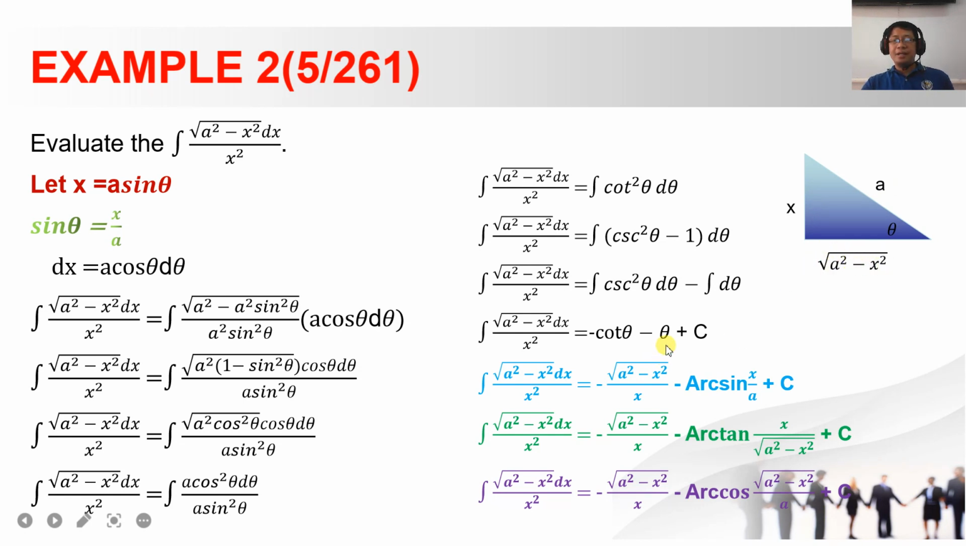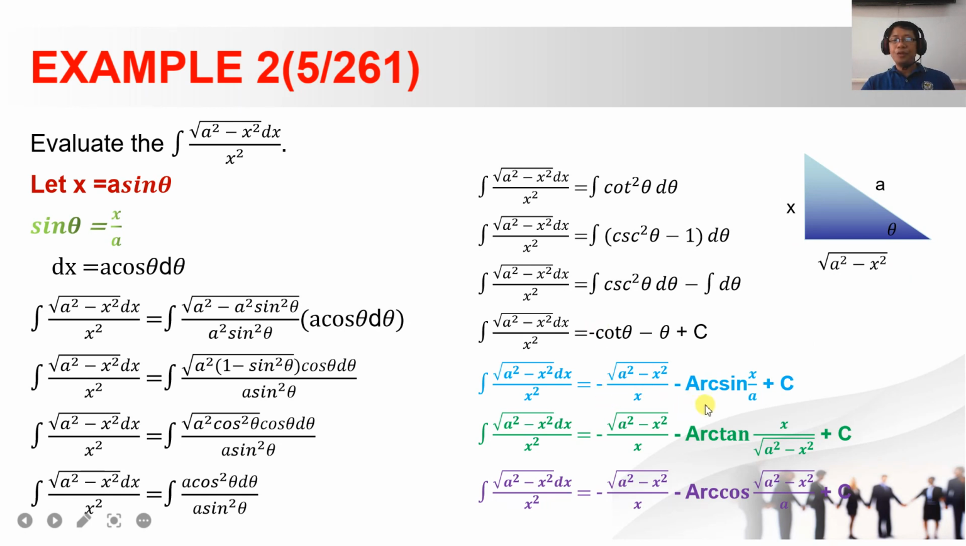Okay. Since theta is there, there are three possible answers. Let's start with cotangent theta. Cotangent theta is just the reciprocal of tangent theta, which is easier. Tangent theta is opposite over adjacent, so for cotangent, you just take the reciprocal: adjacent over opposite. So the adjacent side is the square root of a squared minus x squared, and the opposite side is x. And that is for cotangent theta. The negative sign is also already here.